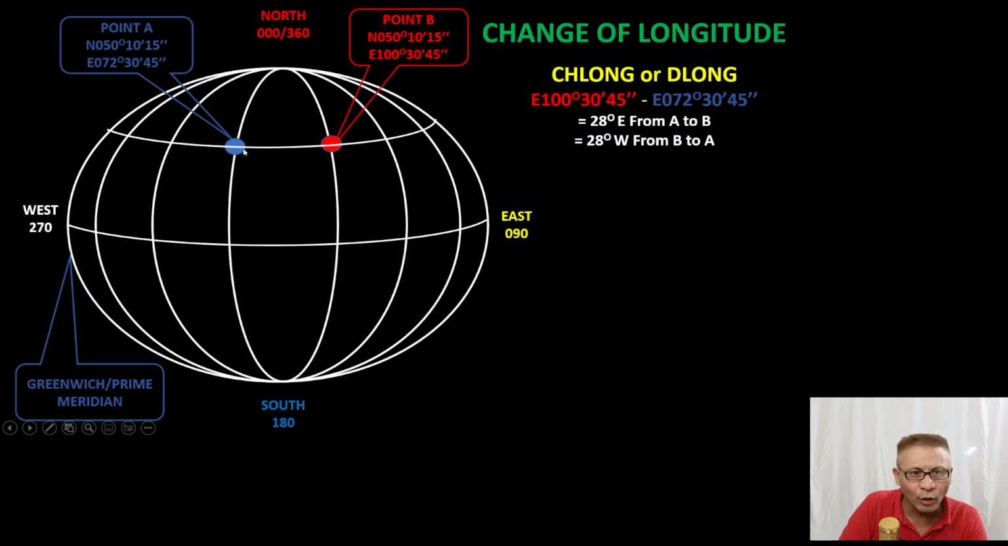So as we go from point Alpha to point Bravo, I am slowly going towards the east. Therefore, the change in the longitude, which is the algebraic difference between 100, 30, 45 and 72, 30, 45, is going to be 28 degrees. And in which direction is it changing? It is changing towards the east. So we will denote this change of longitude, CHLONG or difference in longitude DLONG, as 28 degrees east. Conversely, expressed from Bravo to Alpha, it is 28 degrees west.